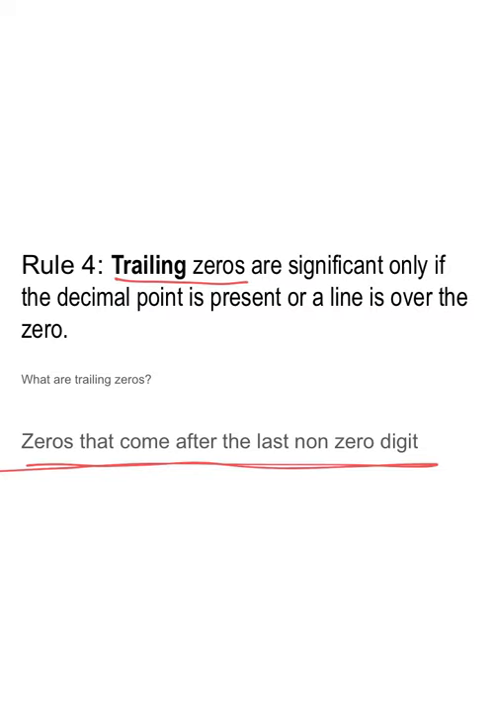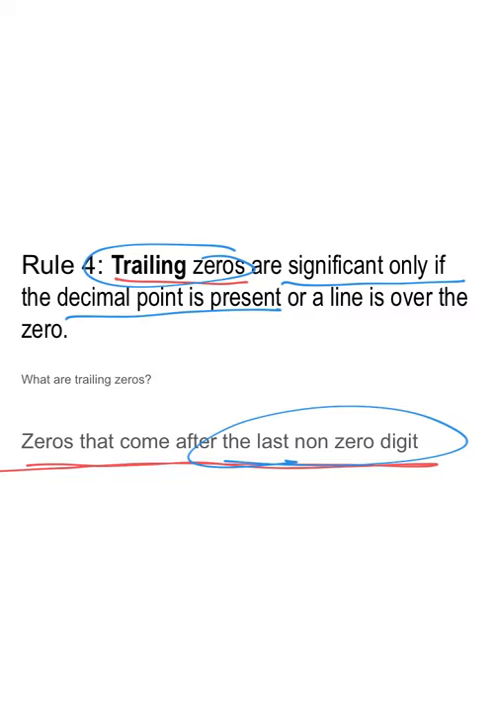Trailing zeros are significant if there's a decimal point present in the number. It doesn't matter where that decimal point is. If we have a trailing zero that comes after the last non-zero digit and there is simply a decimal point in the number, the trailing zeros are significant. We also have the option for a line to be over a zero. That will create significance in the zero.